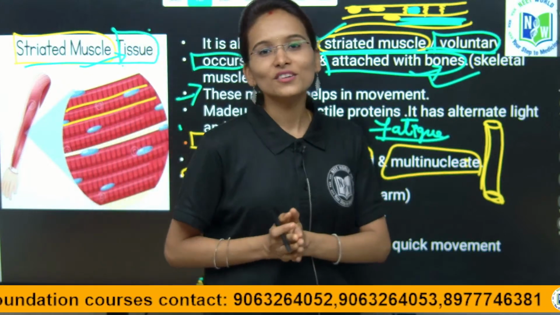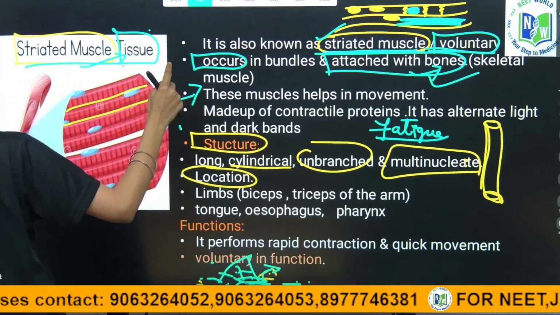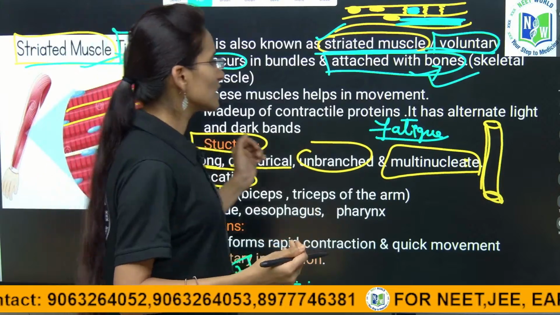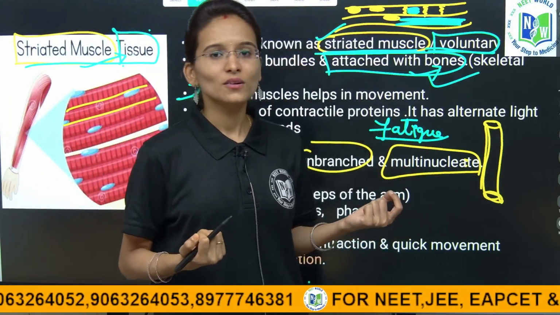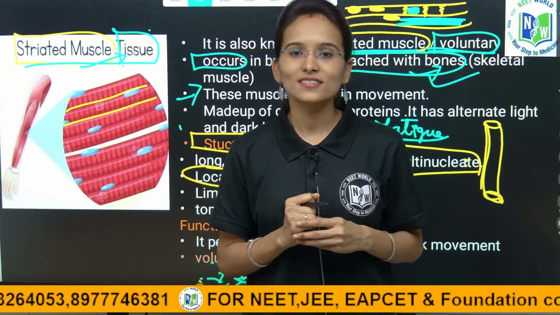And if you look into the locations, these are present at many places. Yes, these are present in our biceps, triceps. And then next, these muscles are attached to the bones.